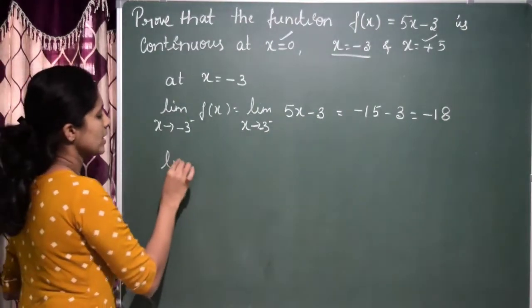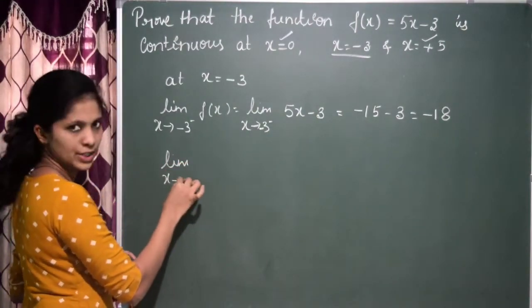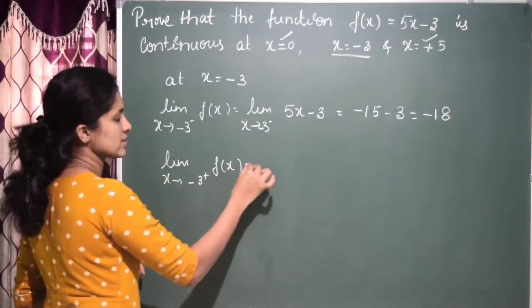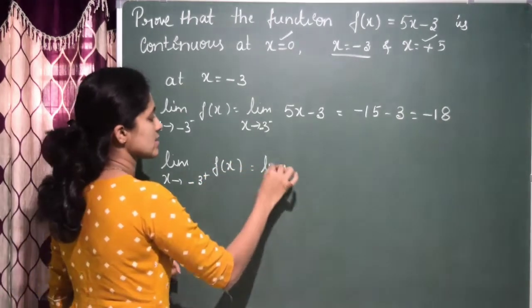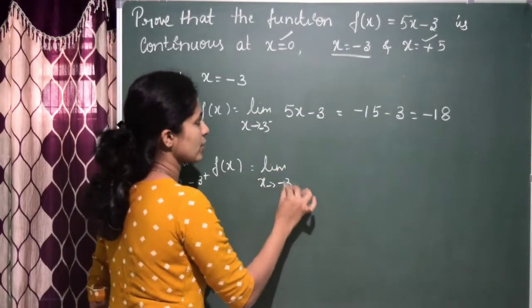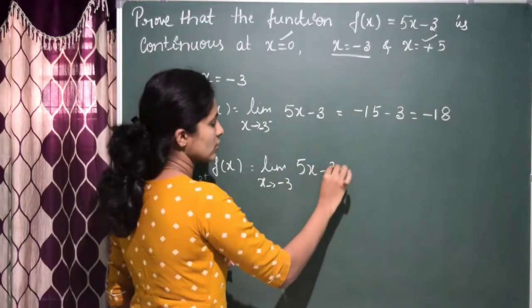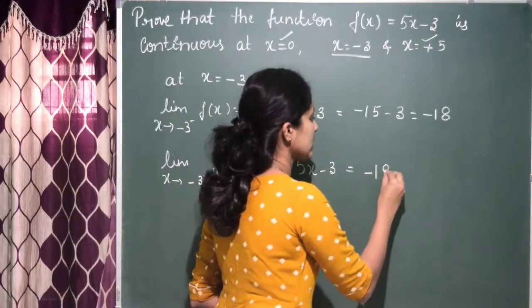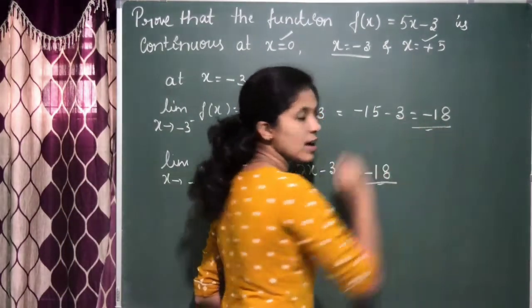Right hand limit, as x tends to minus 3 plus, of f of x. So the function is the same. Limit as x tends to minus 3, the function is 5x minus 3. If you substitute x equal to minus 3, this is also equal to minus 18. So the left hand limit is equal to the right hand limit.